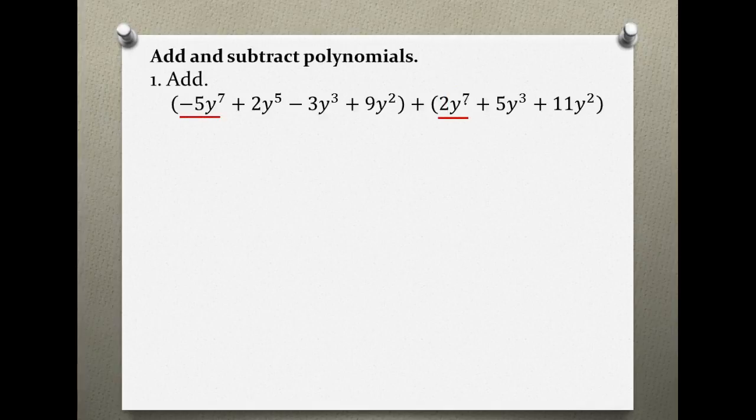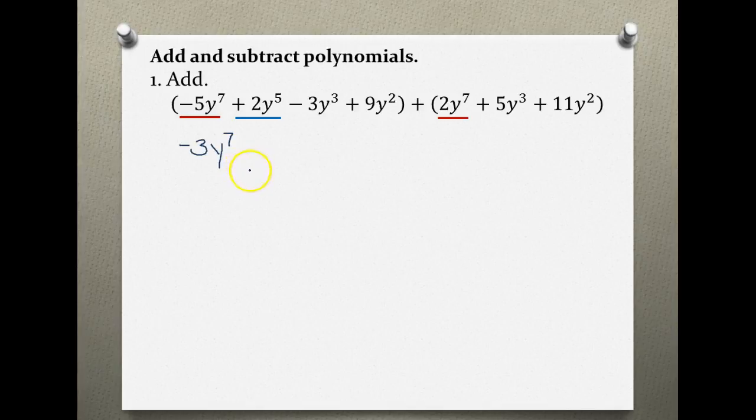So we can add the coefficients, the numbers in front, together. In this case, negative 5 plus 2, and we get negative 3y to the 7th power. When we are adding and subtracting like terms, this is the reason why we need the same variable and the same exponent, because they will stay the same.